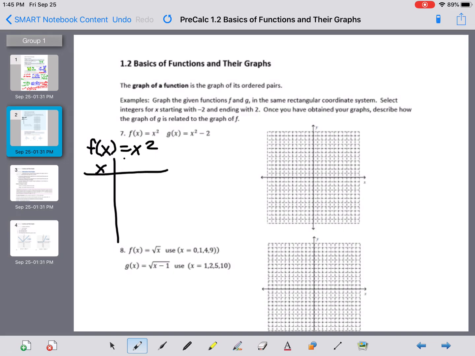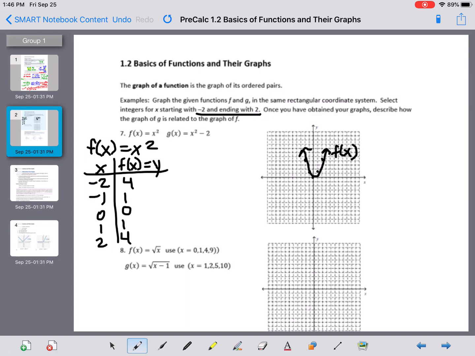Okay, and just so you know, this is my f of x over here, or my y, whichever way you want to see it. And they did tell us here to go between negative 2 and 2. Negative 2, negative 1, 0, 1, and 2. All right, so I am plugging into that x squared. Negative 2 squared is positive 4. Negative 1 squared is positive 1. 0 squared is 0. 1 squared is 1. 2 squared is 4. So I'm going to graph this first function. So negative 2, 4. Negative 1, 1. 0, 0. 1, 1. 2, 4. And I know that I can put arrows on because that's going on and on forever. Okay, so that's my f of x.